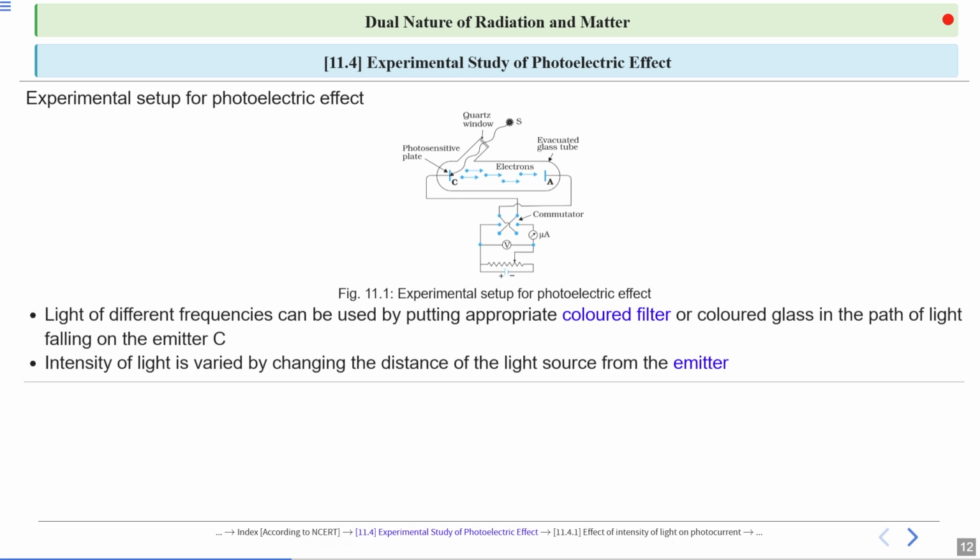We can also change the intensity of light, which means how bright or powerful the light is. This is done by moving the light source closer or further from the emitter. Intensity is measured in watts per square meter, W per meter squared. By increasing the intensity, we increase the number of photons hitting the emitter per second, but the energy of each photon depends only on the frequency, not the intensity.